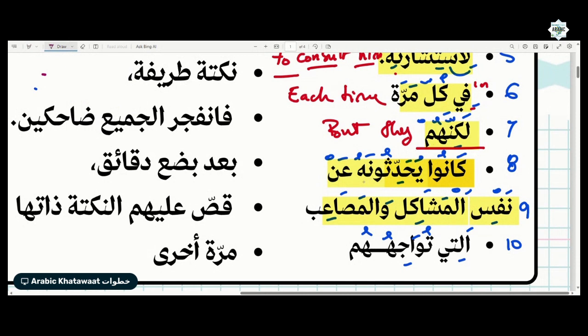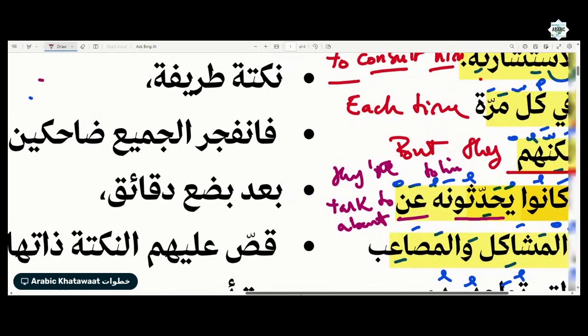كانوا يحدثونه عن. They were, I'll just put here are. They were. يحدث. But the verb is حدث. Talk to. About. عن. About. So I'm giving you the verbatim translation. Over here you have who. Meaning to him. كانوا يحدثونه عن. نفس المشاكل.